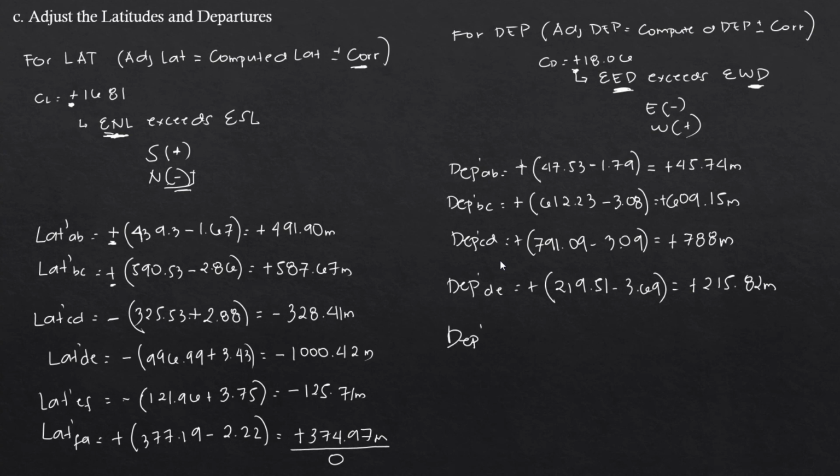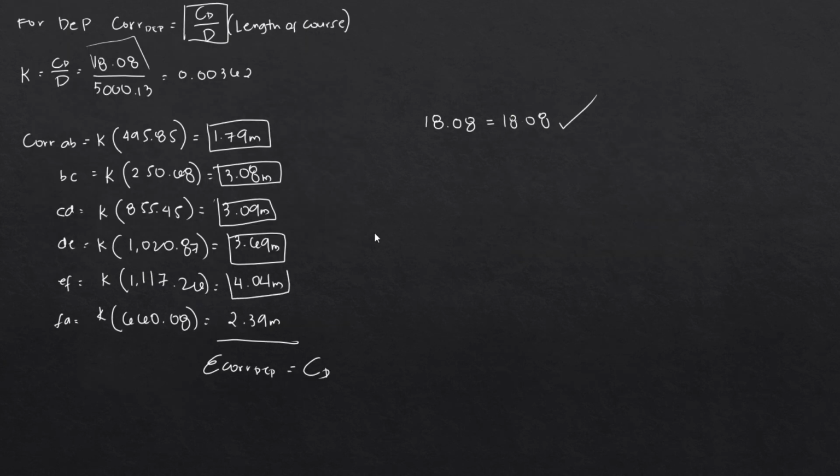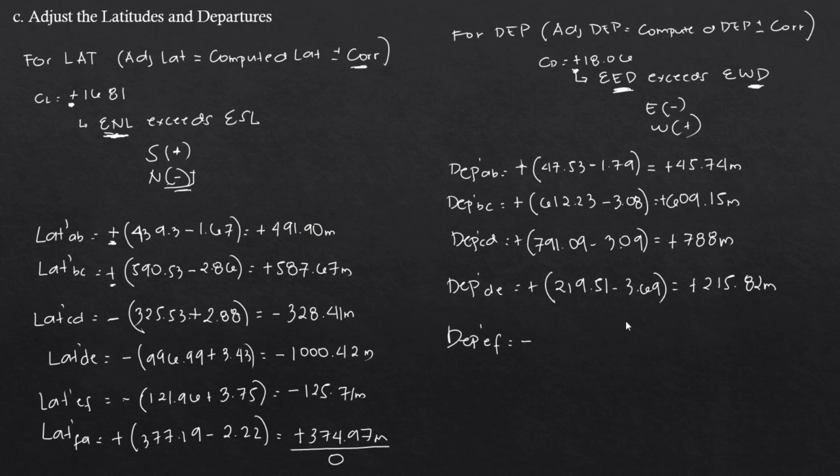Corrected departure ng line EF. Okay. So, EF natin is nasa west. Ito. So, meron tayong 1,110.58 sa west. Then, correction niya is 4.04. Okay, so negative kasi nasa west, 1,110.58 plus, kasi west siya, mag-a-add tayo, dadagdagan natin, then plus 4.04 yung correction. Is equal to ilan? Negative 1,114.62 meters. Okay.